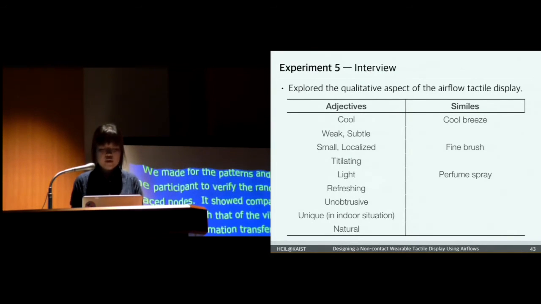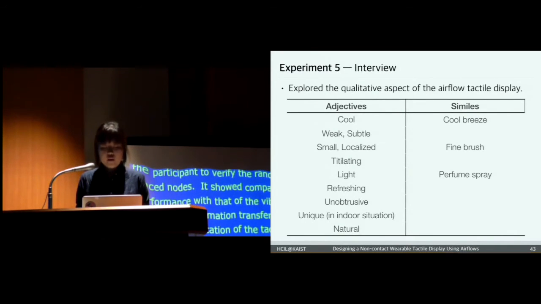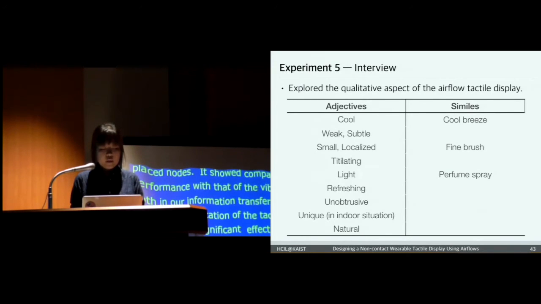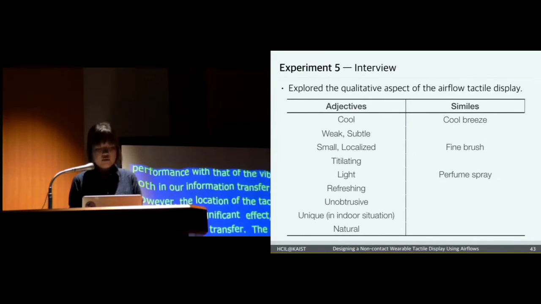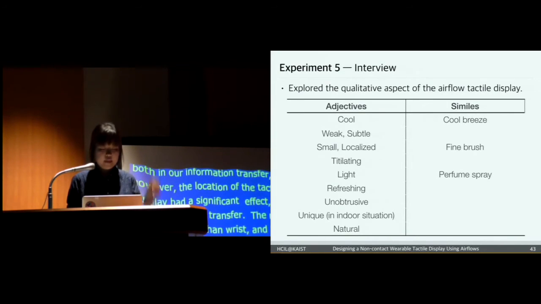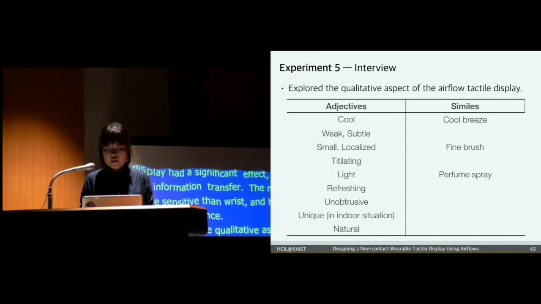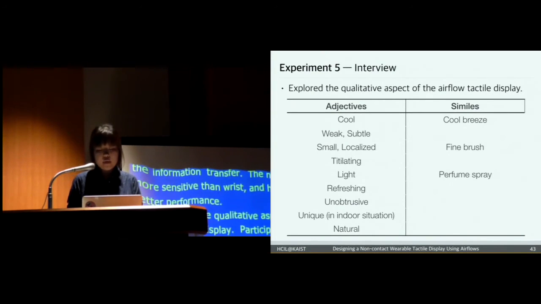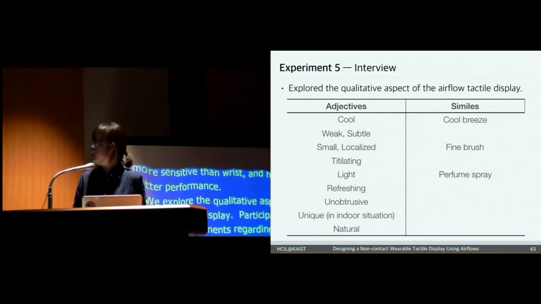Also, we explored the qualitative aspect of the airflow tactile display. Participants had interesting comments regarding the tactile experience using the airflow tactile display. For example, a participant described the sensation of airflow as a fine brush, compared to the vibrotactile display as a dull brush.